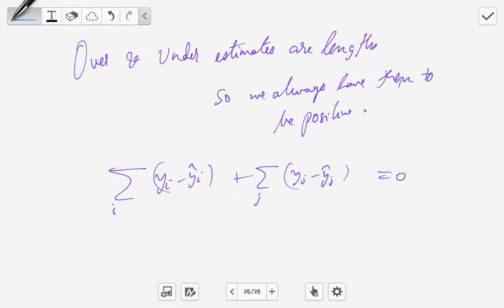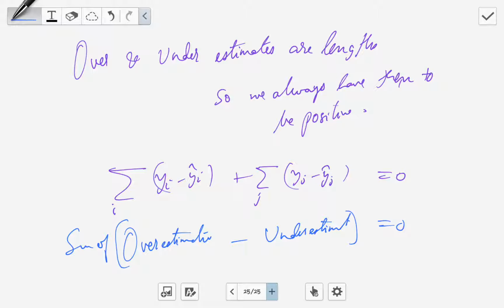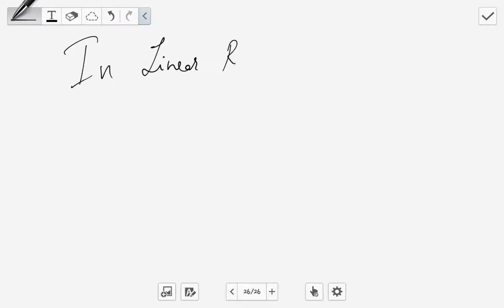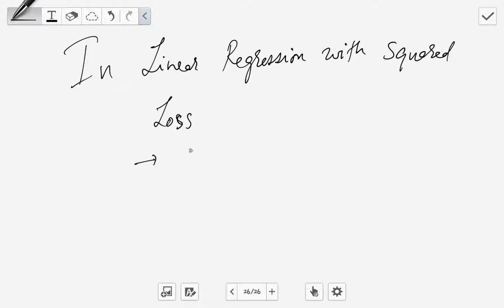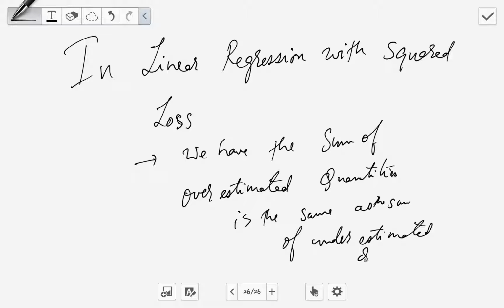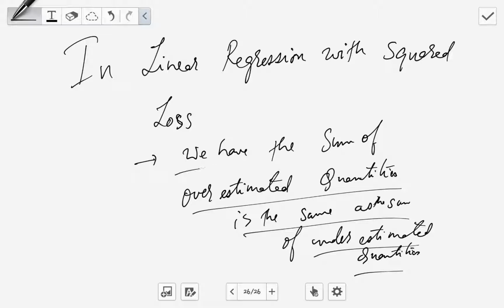This is called overestimation minus underestimation is equal to 0. Therefore, the sum of overestimation in linear regression with squared loss, or we can simply say the sum of overestimated quantities is the same as the sum of underestimated quantities. Fine. Okay.